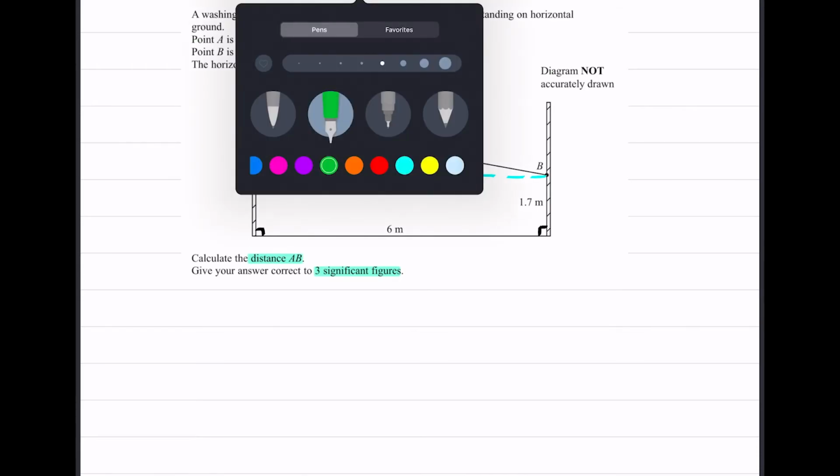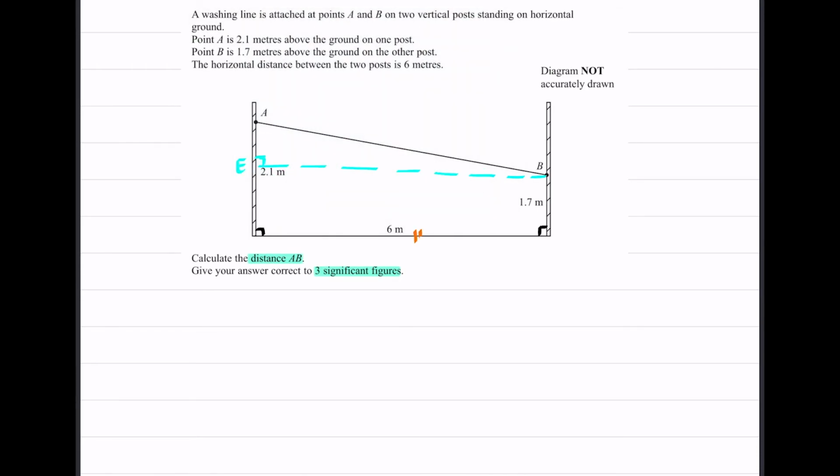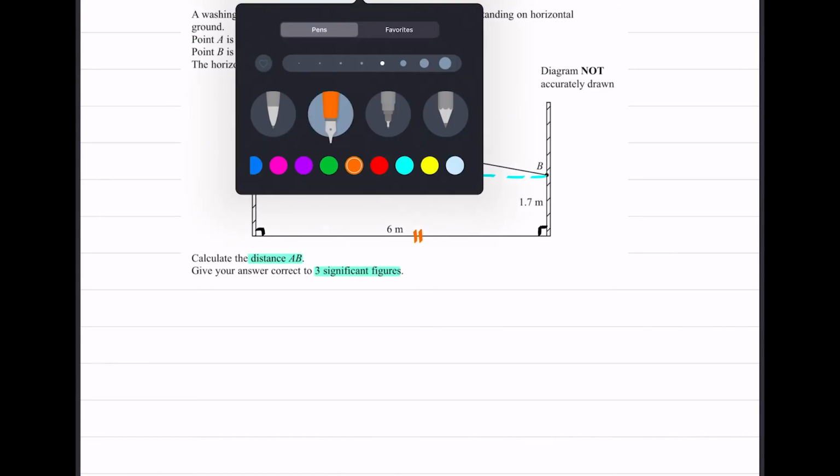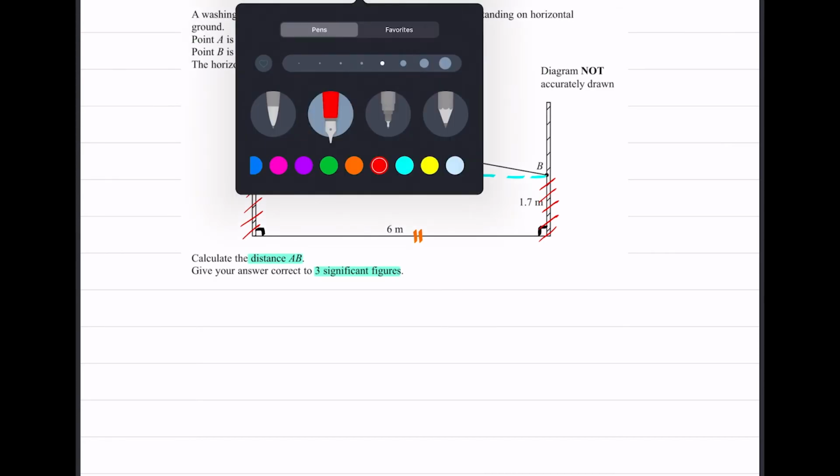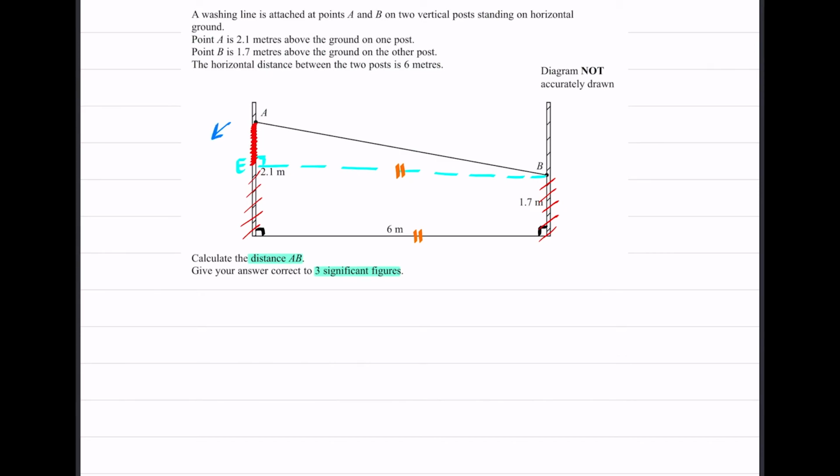How does that help me? Well, this 6 meters over here will be the same length as my EB. And then I will be able to determine this little missing part over here, this line AE, because I know that this part of the line is equal to this part of the line because I've created a rectangle. So that's 1.7.